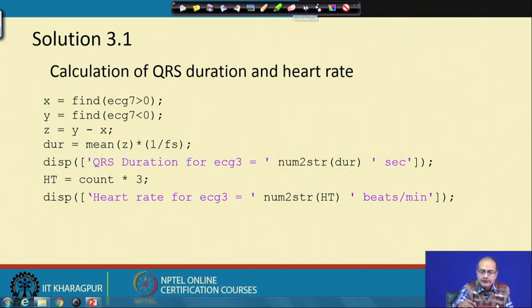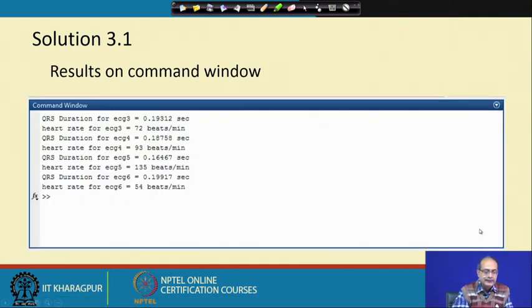So, here we get them in the command window, the corresponding values. The first one, for ECG 3, we get 0.193. Second, the corresponding heart rate is 72, that is absolutely normal.